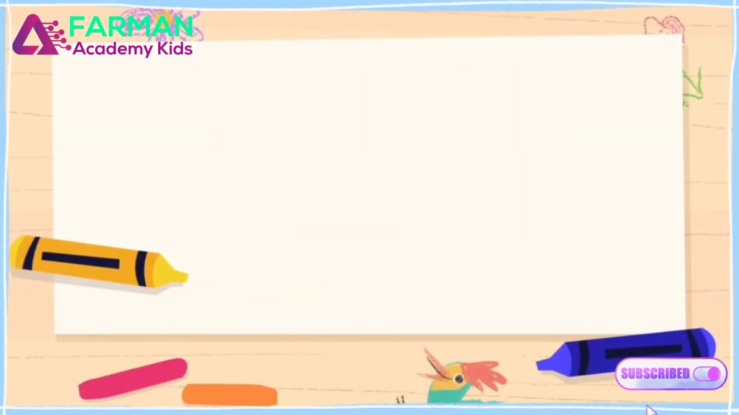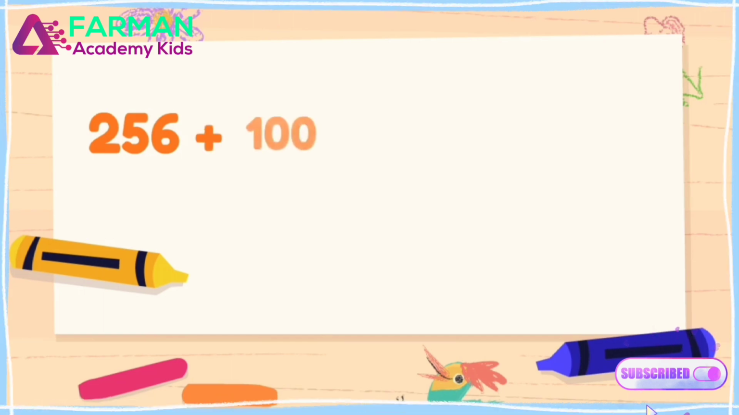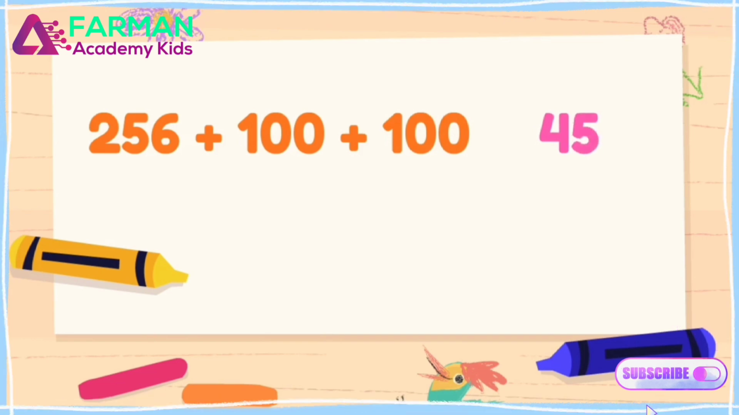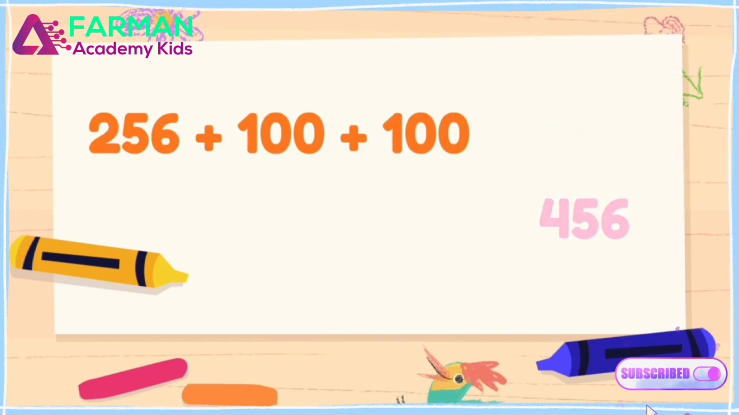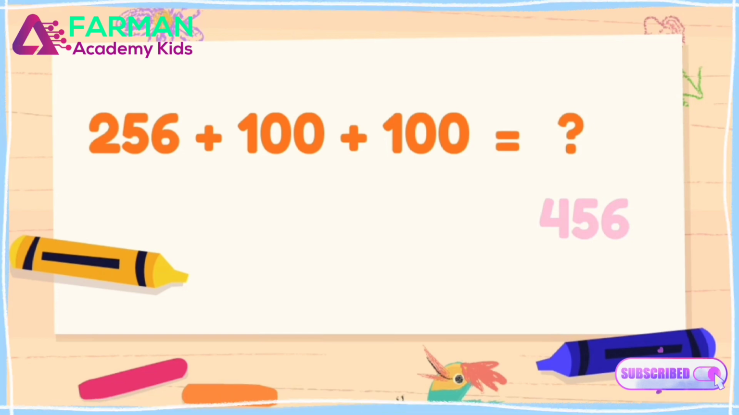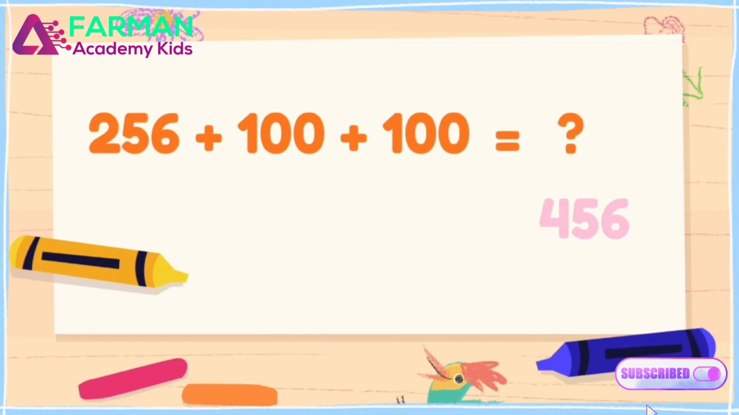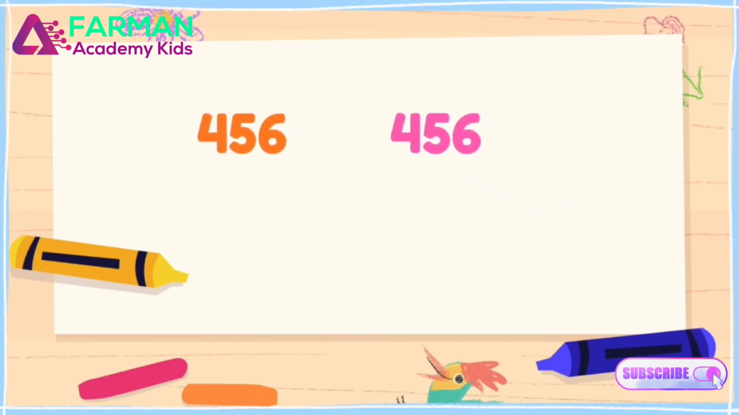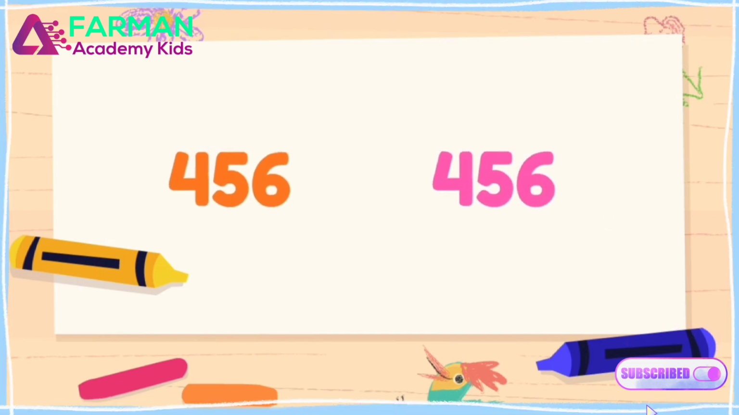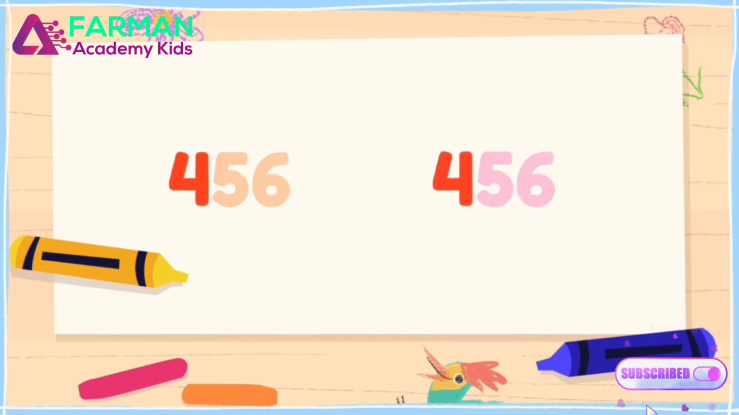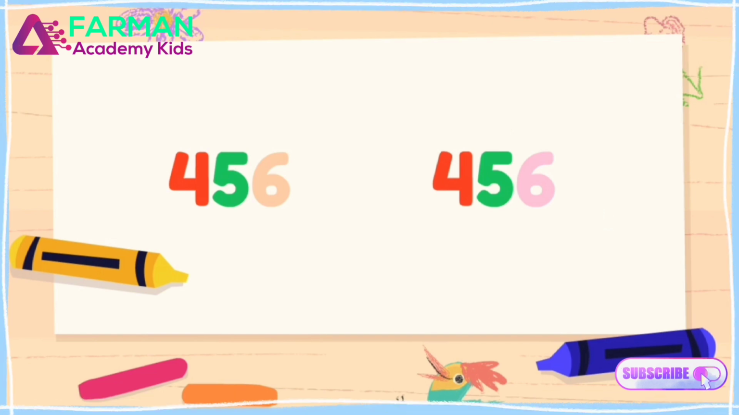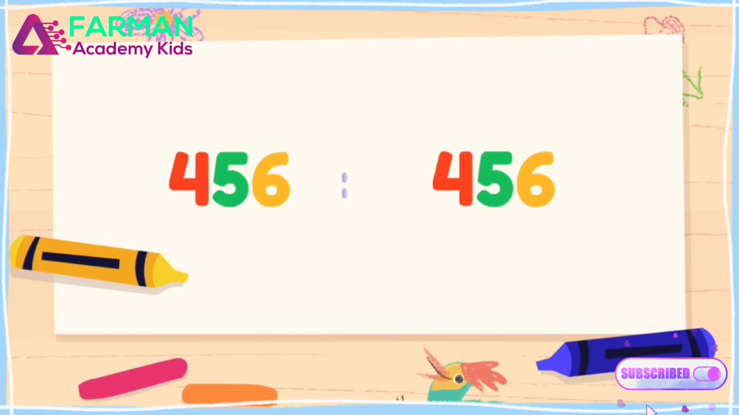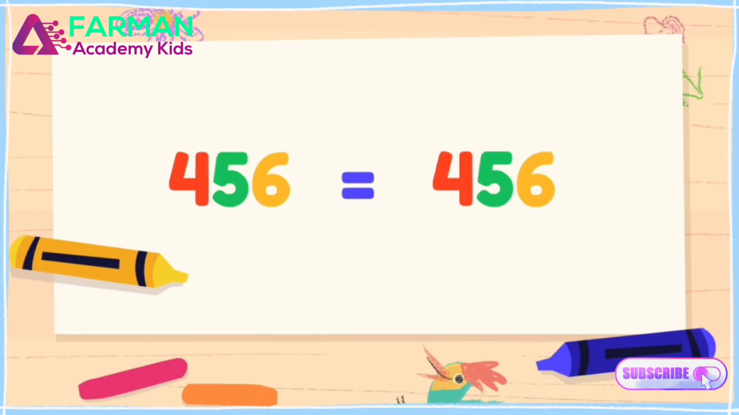Now let's try one with an equation. Which is greater? 256 plus 100 plus 100 or 456? First, let's solve 256 plus 100 plus 100. That equals 456! And now we can compare the numbers. The hundreds places are the same. The tens places are the same. And the ones places are the same. That means they are equal. Woo! What a surprise!